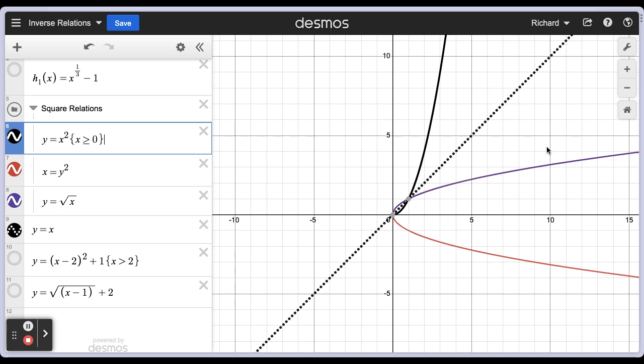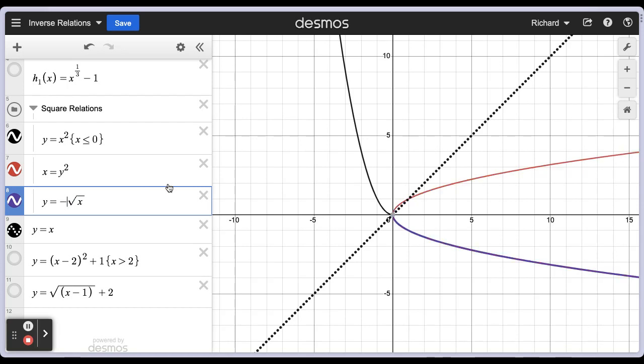The black one is now reflected. That's only possible if we restrict the domain of the original function to start with. I could have restricted it differently. I could have gone less than or equal to 0. That would be okay. But then I would have to make this minus the square root of x. And now that's a reflection as well.